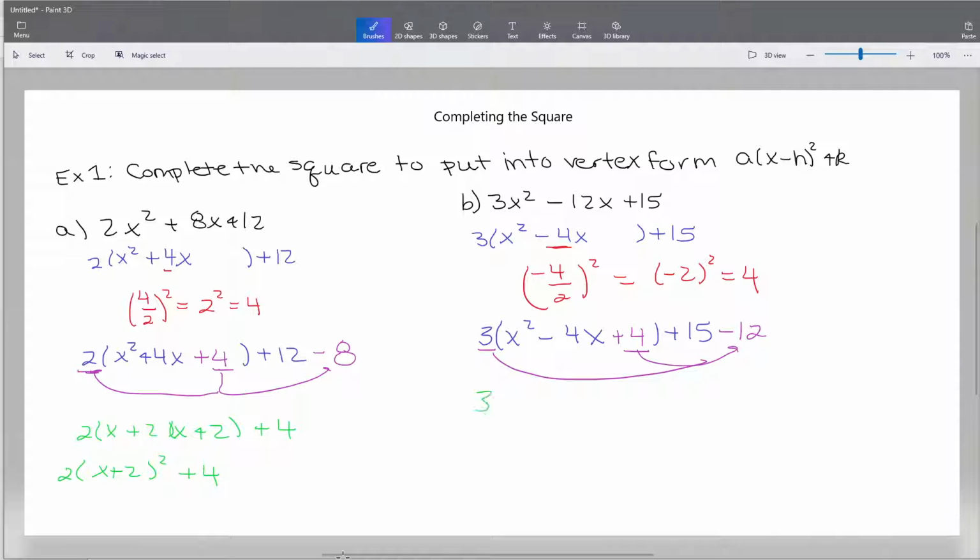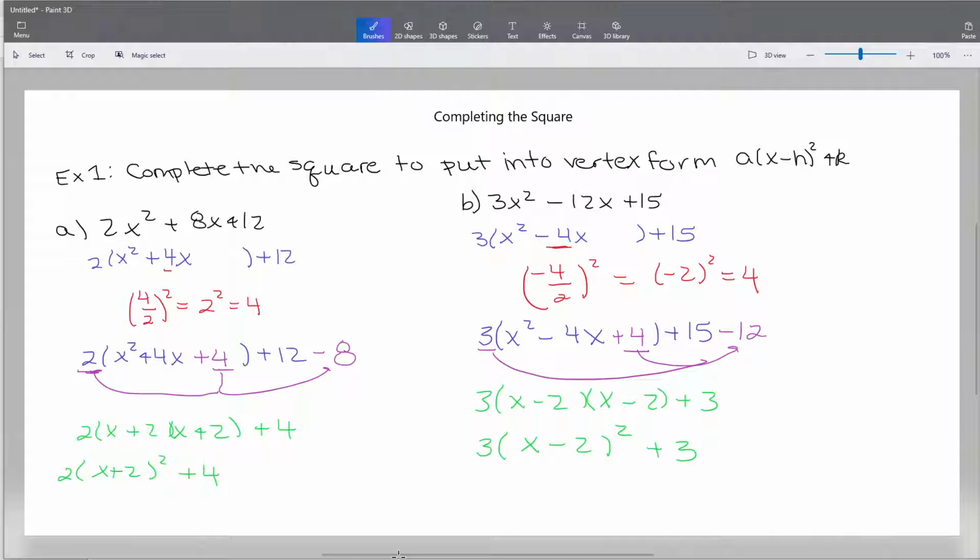Okay. Now I'm going to factor the part that's in parentheses. I need something that adds to -4 and multiplies to +4. So that should be -2 and -2. Okay, plus 15 minus 12 is plus 3. And I'm going to have 3 times x minus 2 squared plus 3 as my vertex form.